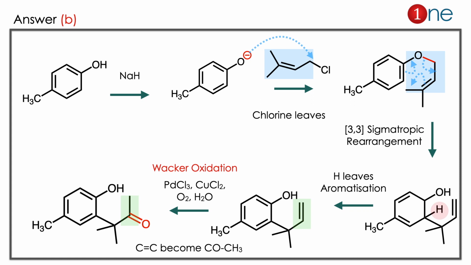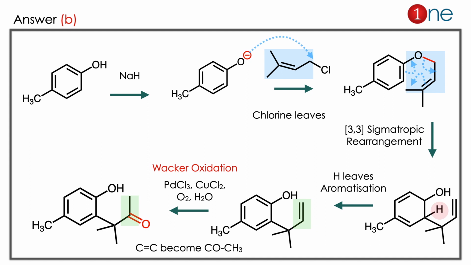So a new bond formation occurs. A new O-C bond is formed. You have the O-alkyl group, then you have a double bond and oxygen. There is a possibility of rearrangement. It's a kind of Claisen rearrangement, or you can say simply a 3,3 sigmatropic rearrangement.